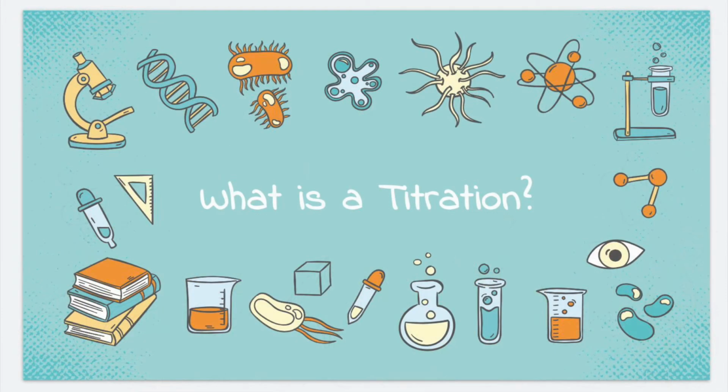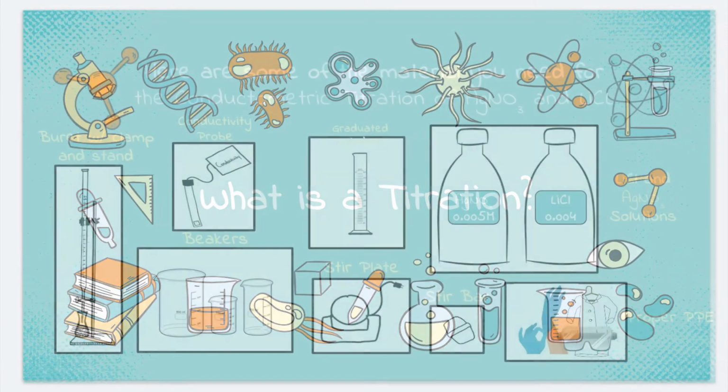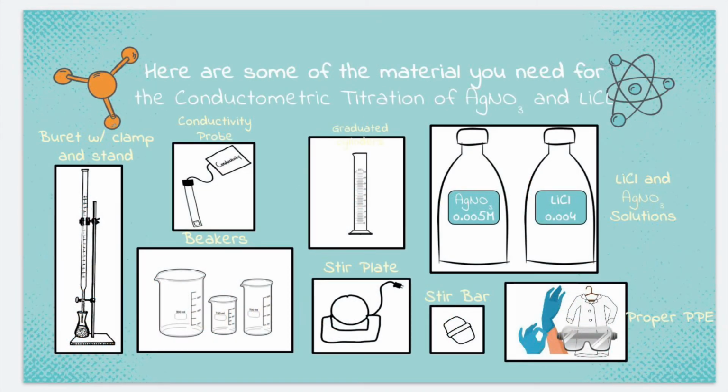What is a titration? A titration is a lab technique used to determine the concentration of an unknown substance using a reactant with a known concentration. This reactant is called the titrant, and performing a simple titration will allow us to determine the volume of the titrant necessary to reach the equivalence point.